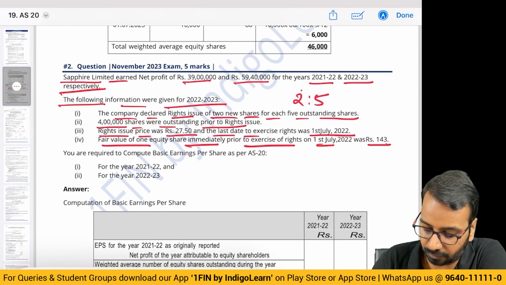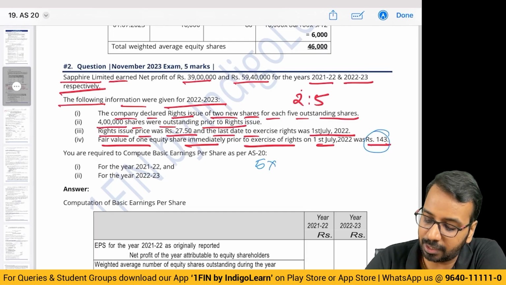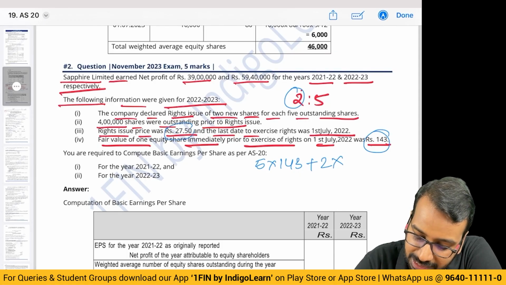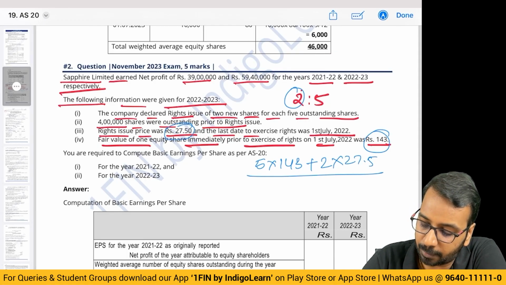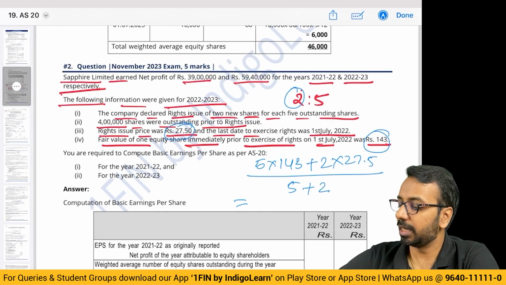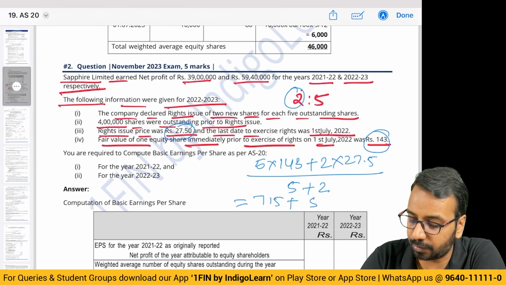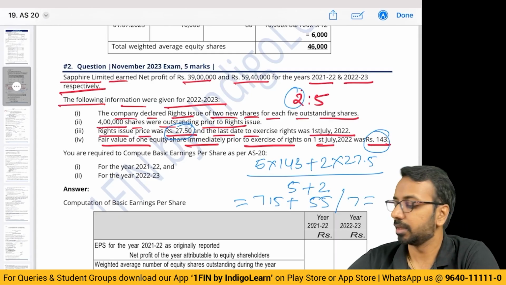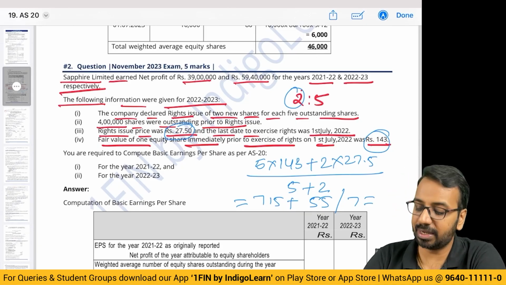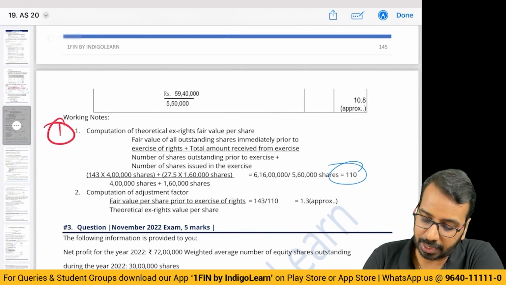Existing shares 5 multiplied by fair value 143 plus 2 multiplied by the rights issue price, 27.5, very less, divided by 5 plus 2. So this will be 5 multiplied by 143, 715, plus 55, divided by 7. 715 plus 55 is 770. 770 divided by 7 is 110. So this is 110. Okay.